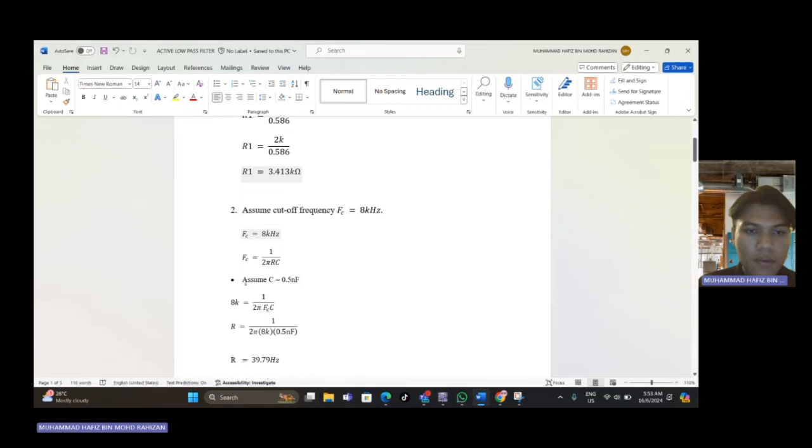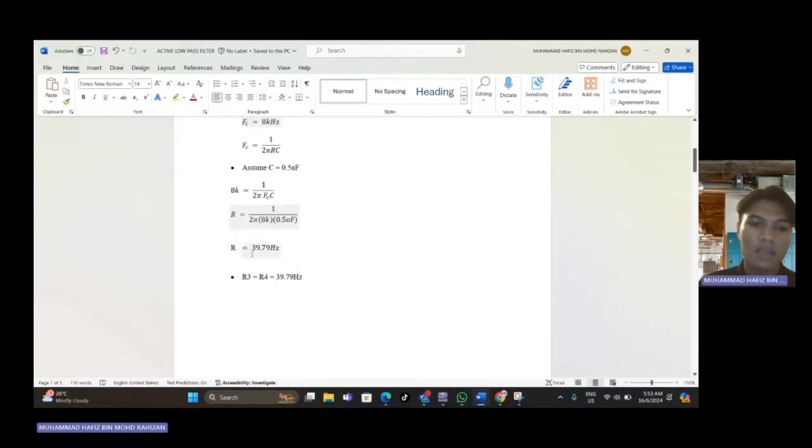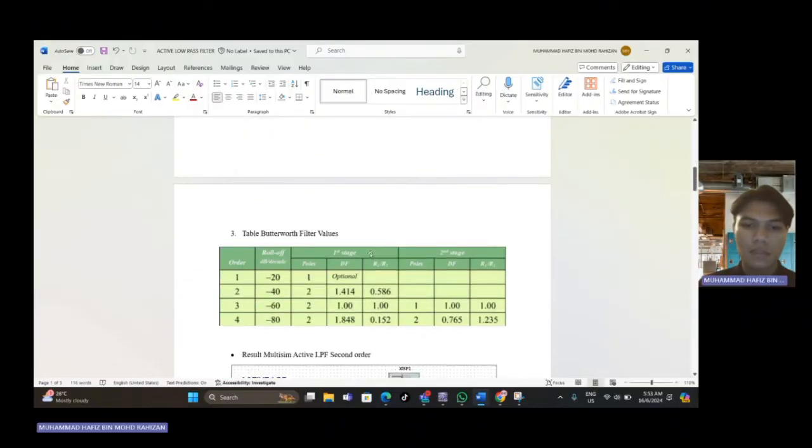And then for the equation, 1 divided by 2 pi R multiplied by C, which means resistor multiplied by capacitor. So the capacitor we assume as 0.5 nanofarad. So now R is 8 kilo. So the equation will be 1 divided by 2 pi FC multiplied by C. We just put the values in this equation and then calculate R. We will get 39.79 Hz. So R3 equals R4, we will get 39.79 Hz. So this is the table.